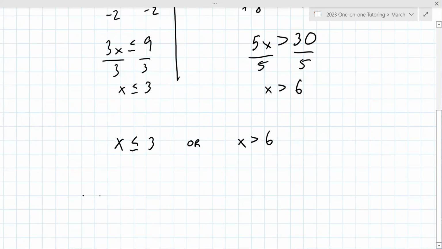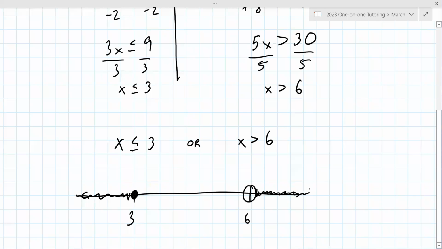Now on a number line, you put both of those values down. So it's 3 here and 6 here. For the one on the left, it's a filled in circle. Is that okay? Yeah. And then on the right, it's open. Yes. So this is your number line solution.